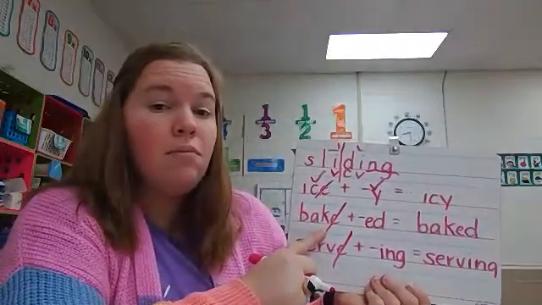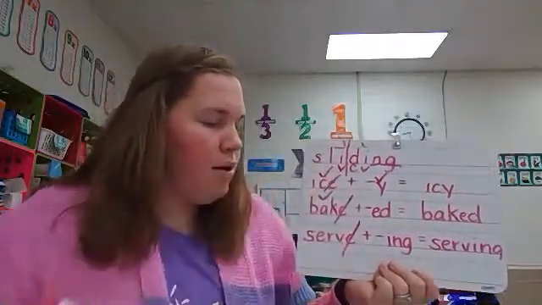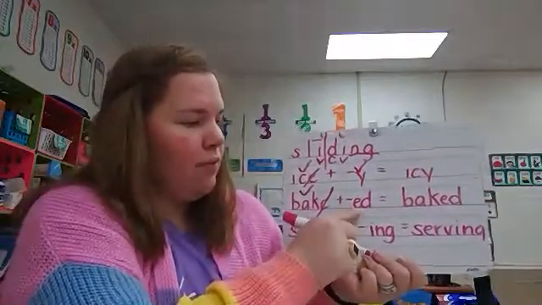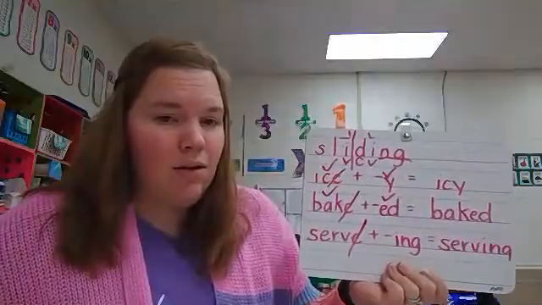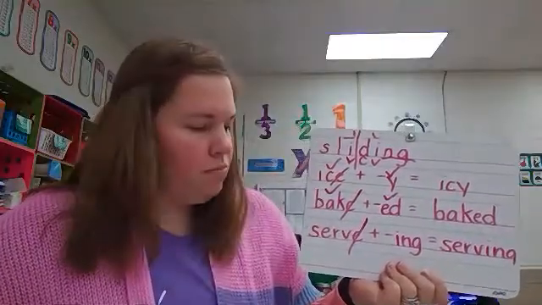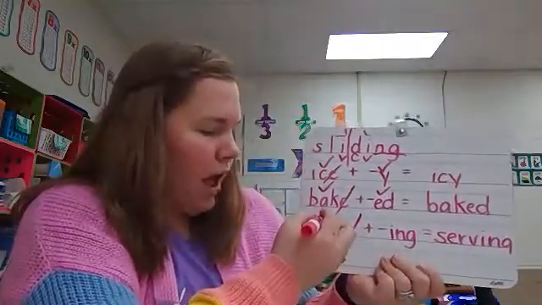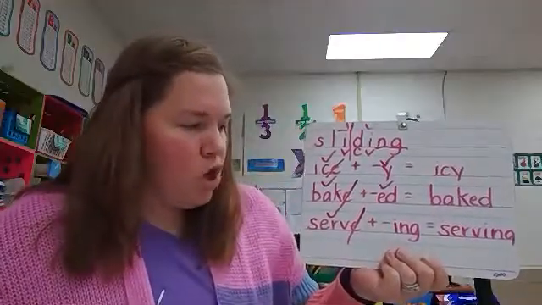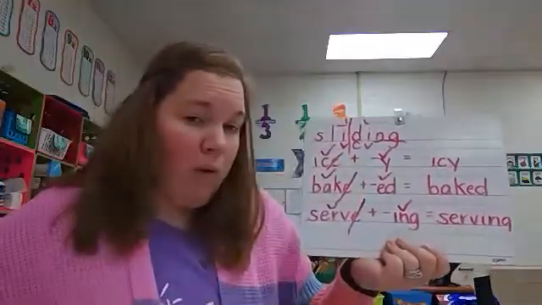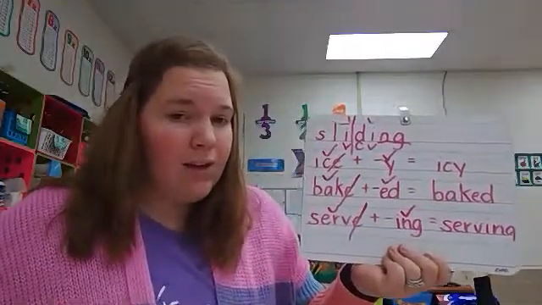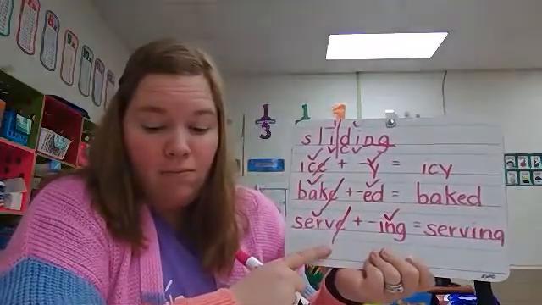Bake ends with sneaky E. Check. Suffix ed is a vowel suffix. Check. So we drop the E. Serve has a sneaky E. Check. Suffix ing is a vowel suffix. Check. We drop the E.